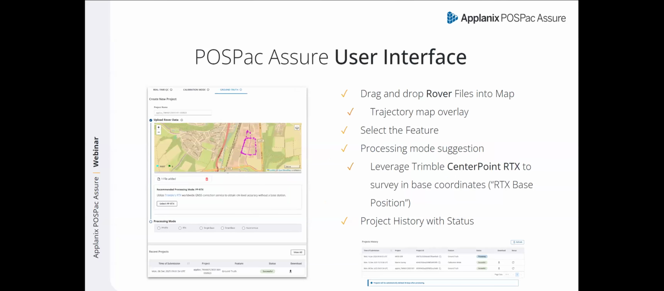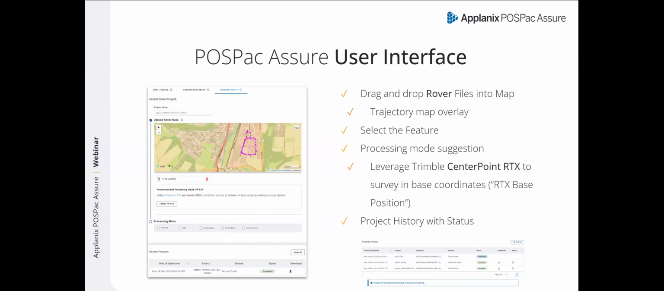In terms of the user interface, as I said, this is very easy, and this is also what we had redesigned over the last 12 months. So again, you will drag and drop your rover files into the map. The trajectory is going to be overlaid over the map. You will then select the feature that you want to leverage here, and eventually the POSPac Assure tool is also smart enough to even make a suggestion of what is the best post-processing mode, depending on where you are, depending on what type of data you load. It will have a suggestion between the different processing modes that are available.